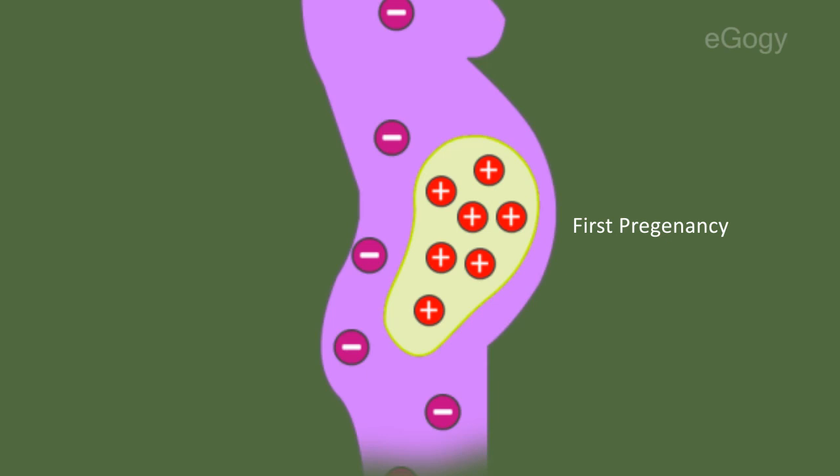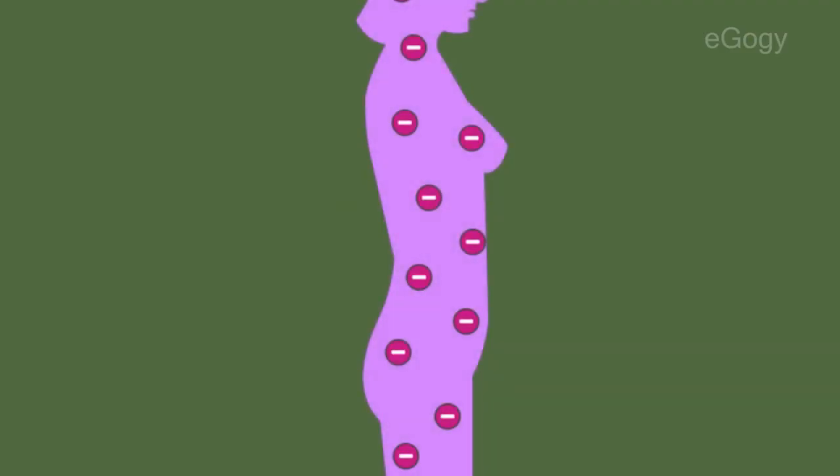But during parturition, when the placenta is separated, the Rh factor in the blood of the baby may reach the mother's blood. Then the mother's blood forms antibodies against this factor.